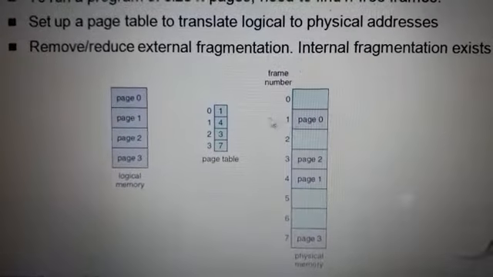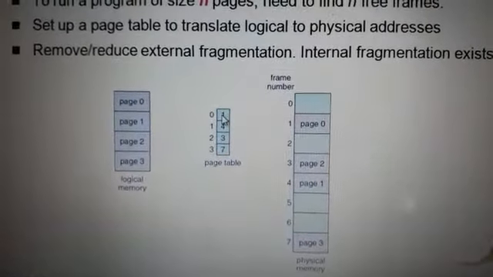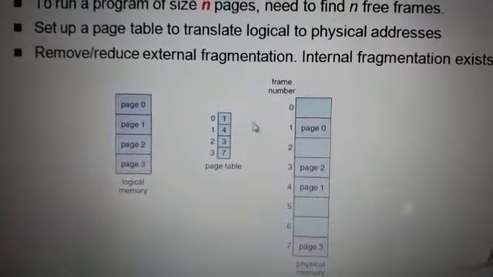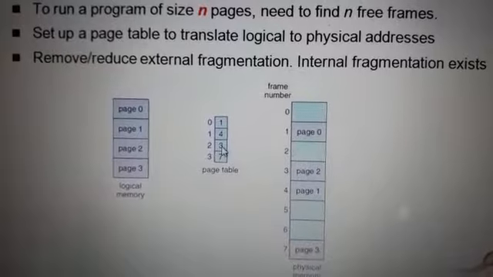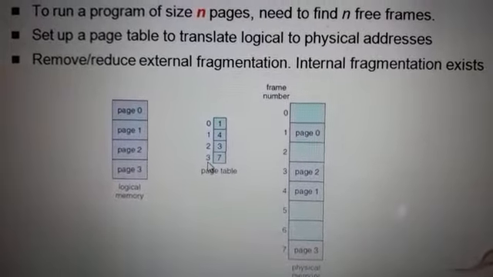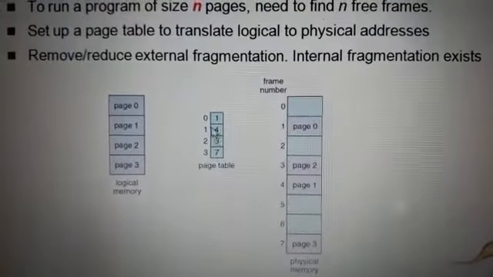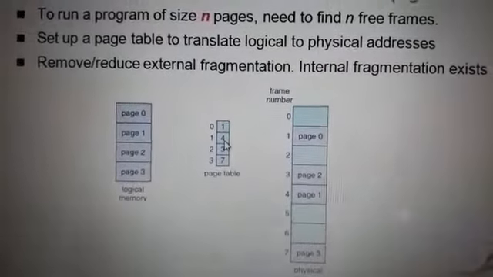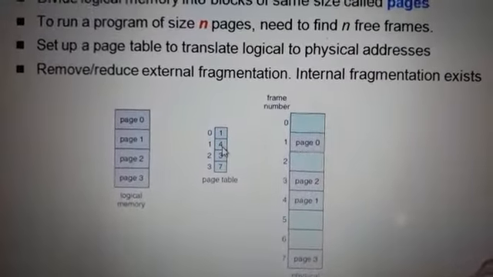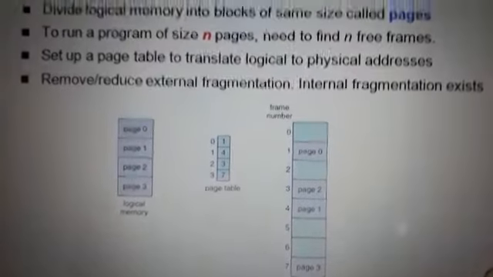That frame number is referred to here in the page table. For example, for page 0 it is frame 1, for page 2 frame 3, for page 3 frame 7, and for page 1 it is frame 4. So this is how the pages are allocated to the frame numbers.